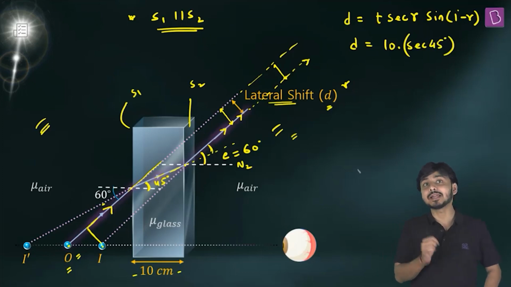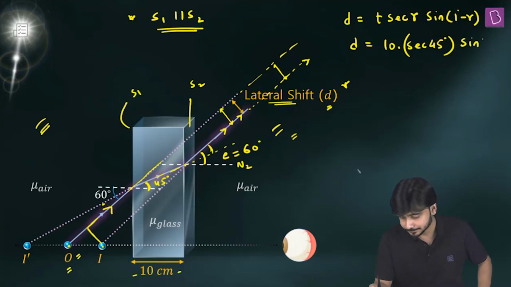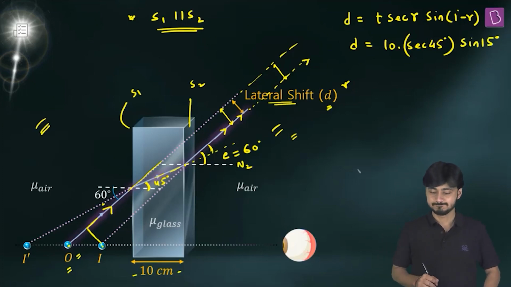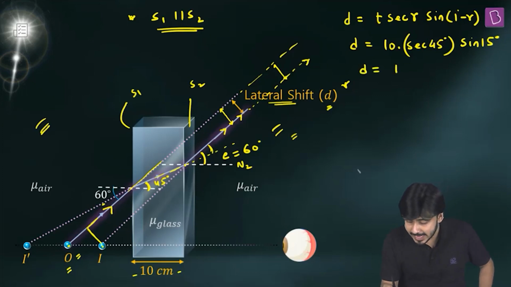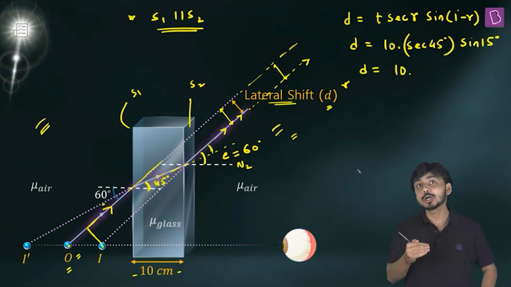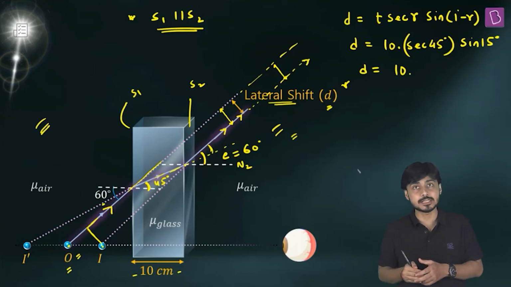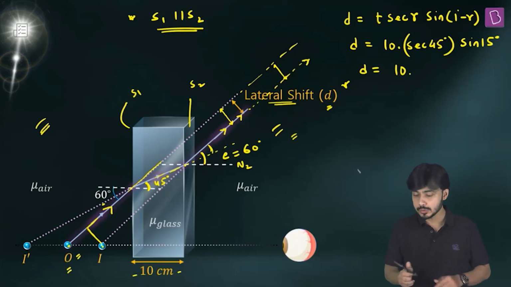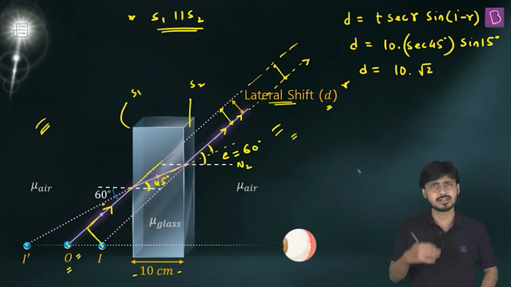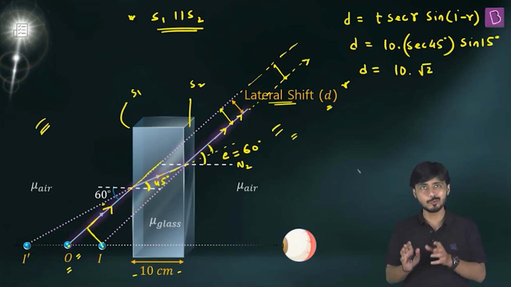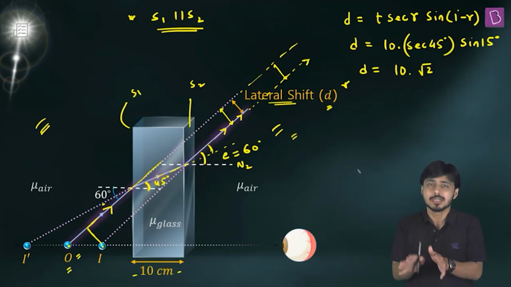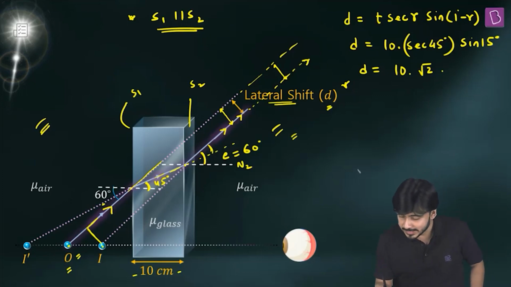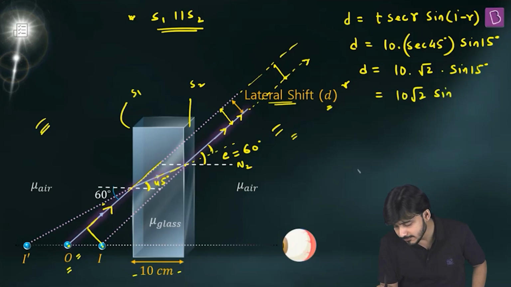Multiplied by sine(i minus r). What is i? 60. What is r? 45. Sine(i minus r) is correct. So d will be equal to 10 sec r, which is 1 by cos r, that is 1 by cos 45, that is 1 by root 2, that's root 2. You can directly write sec 45 is equal to root 2, no need to do 1 by cos 45. But yes, it's root 2, right? Multiplied by sine 15. So it appears to be 10 root 2 into sine 15 degrees.